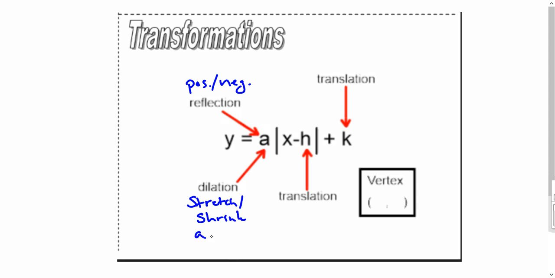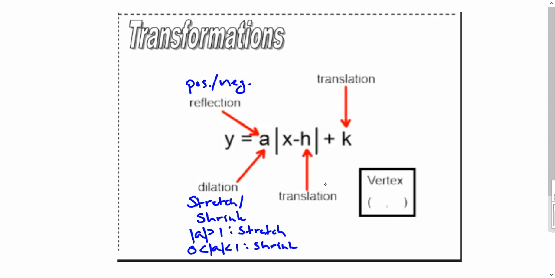Okay. If the value of A is greater than 1, that tells you that it's going to stretch. Okay. It's going to get pulled up. If the value of A is in between 0 and 1, okay, that's going to be a shrink. And really, I guess I should say the absolute value of A is greater than 1, and the absolute value of A is in between 0 and 1. Okay? Because again, if it's negative, it's just a reflection, but its absolute value is going to follow along with these guidelines. Okay? A stretch is going to make it a skinny V. A shrink is going to make it a big old fat V.